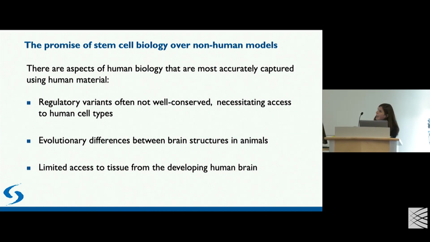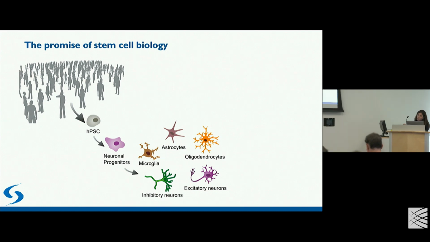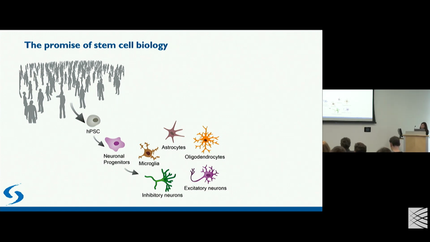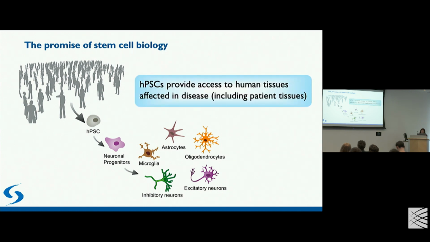However, we have limited access to tissue from the developing human brain. For this reason, we have turned to the promise of stem cell biology. So human pluripotent stem cells enable the development of an unlimited source of many types of human cells that can then be used for basic research or even therapeutic applications. New protocols for differentiation give us the ability to generate defined and purified cell types that are relevant to disease. And perhaps most importantly, we are able to generate these cell types from human patients, giving us access to patient tissues.